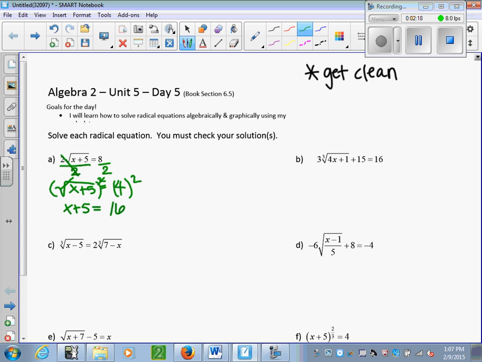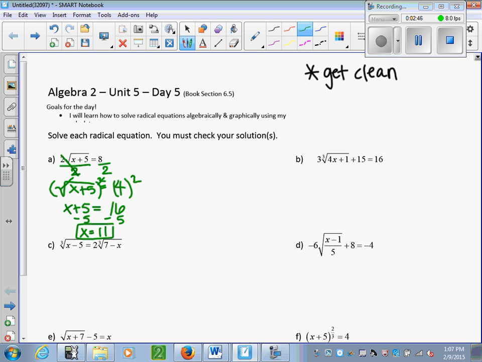Now my x plus 5 is free from the radical, so I can just solve for x. I subtract 5 from both sides, and I get x equals 11, and that's my answer. So pretty simple, we just have to get it clean, and once the radicand is free, my x plus 5 being the radicand, I can just solve for x.